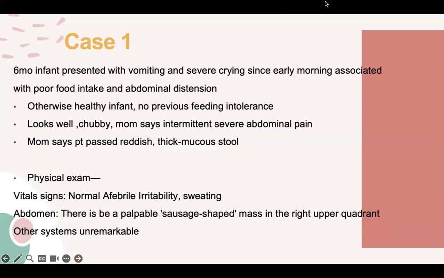So anybody in the room want to tell their differentials? A 6-month infant with acute abdomen with other symptoms like reddish thick mucus stools and irritability, and there is a palpable sausage-shaped mass in the right upper quadrant. So anyone, what is the next step in this child?